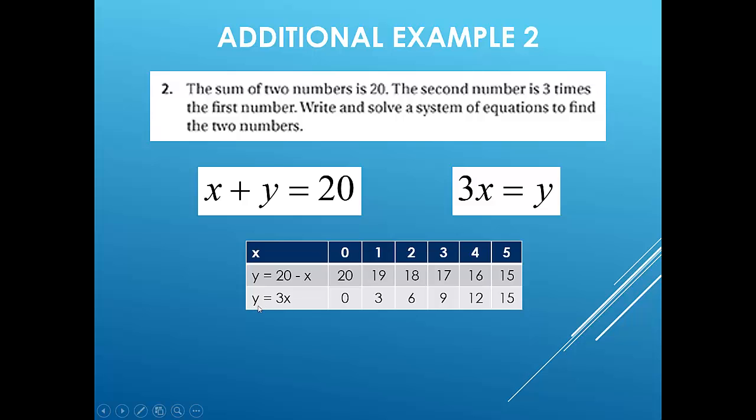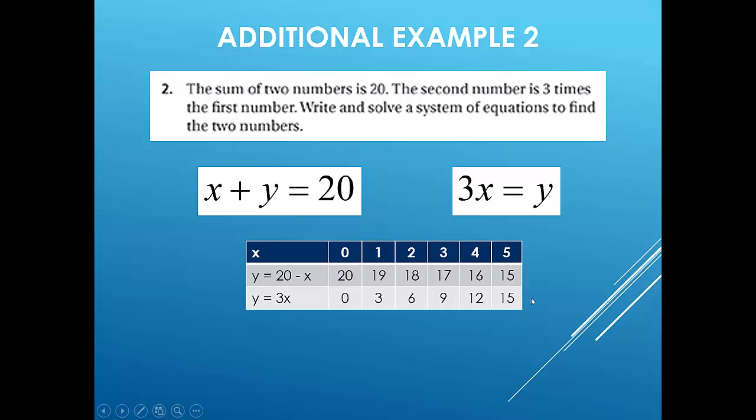Now for our second equation, we'll do the same thing. We're going to plug in 0, and 3 times 0 is 0. When we plug in 1 for x, 3 times 1 is 3. Now if we put in 2, 3 times 2 is 6. If we use 3, 3 times 3 is 9. When we plug in 4, 3 times 4 is 12. And when we plug in 5, 3 times 5 is 15.